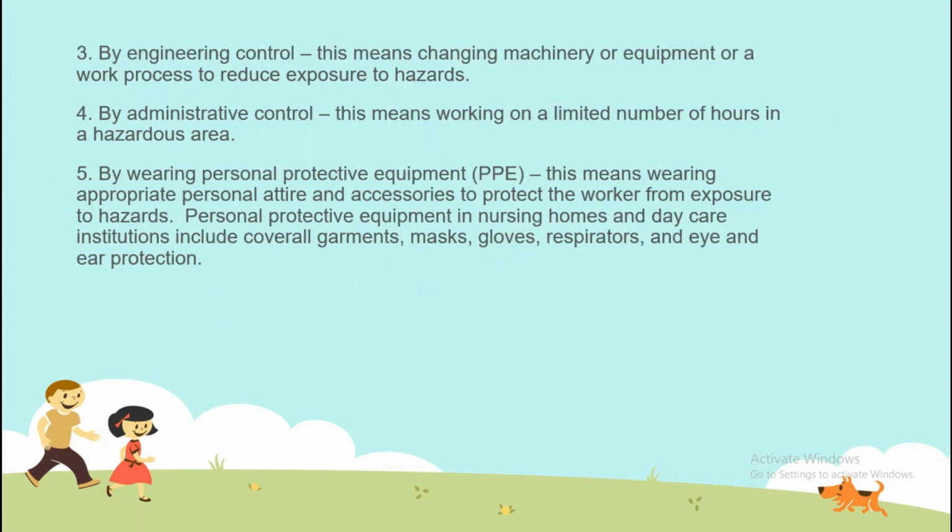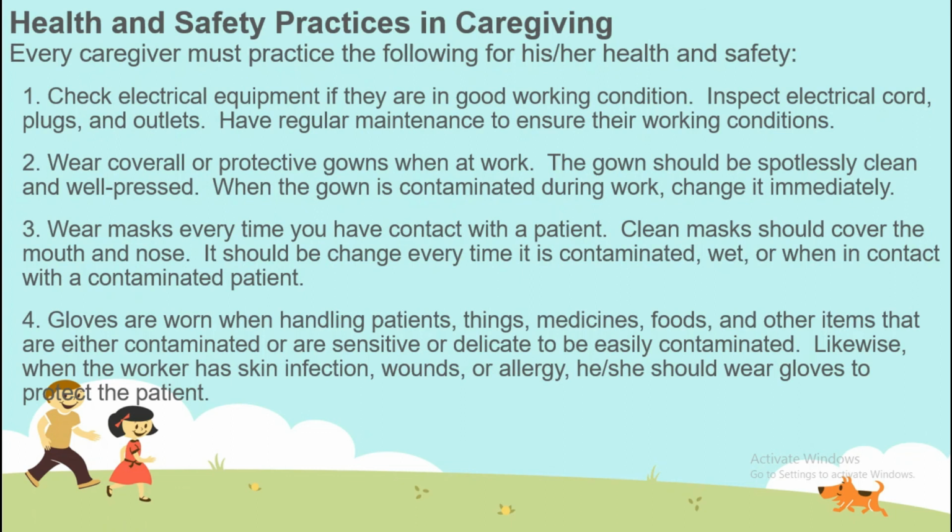Next, by engineering control, this means changing machinery or equipment or a work process to reduce exposure to hazards. Okay, this is the work of an engineering control, changing the machinery or equipment. Okay, by administrative control, this means working on a limited number of hours in a hazardous area. Okay, next is by wearing personal protective equipment or PPE. This means wearing appropriate personal attire and accessories to protect the worker from exposure to hazards. Personal protective equipment in nursing homes and daycare institutions include coverall garments, masks, gloves, respirators, and eye and ear protection.